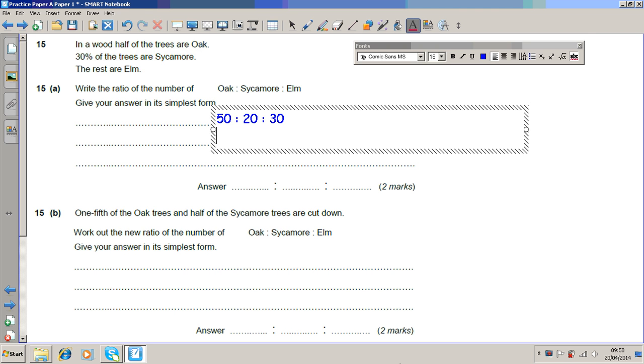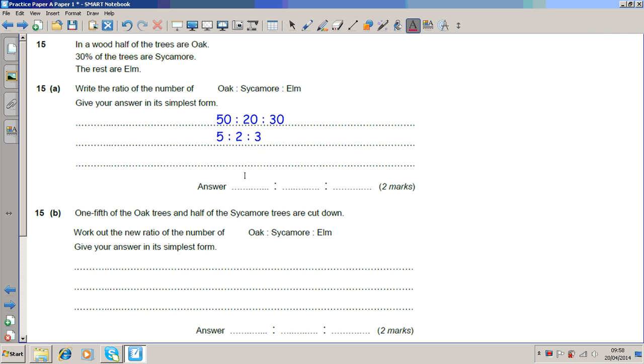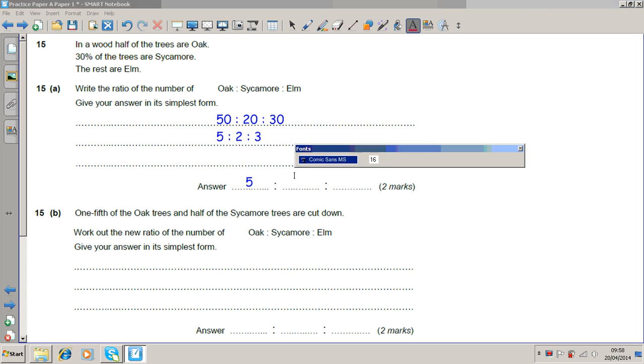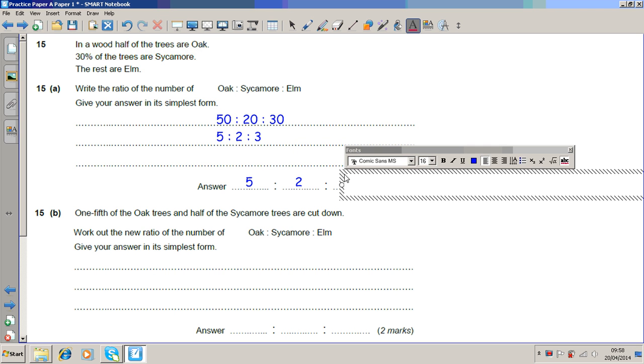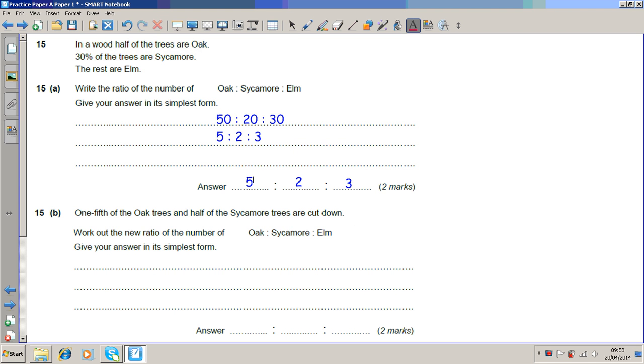Your job now is to simplify it. We'll divide them all by 10, we get 5, 2, 3. Five to 2 to 3.